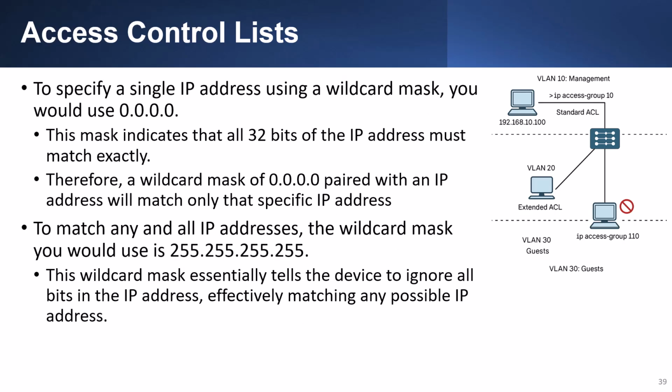To specify a single IP address using a wildcard mask, you would use 0.0.0.0. This mask indicates that all 32 bits of the IP address must match exactly. Therefore, a wildcard mask of 0.0.0.0 paired with an IP address will match only that specific IP address. To match any and all IP addresses, the wildcard mask you would use is 255.255.255.255. This wildcard mask essentially tells the device to ignore all bits in the IP address, effectively matching any possible IP address.